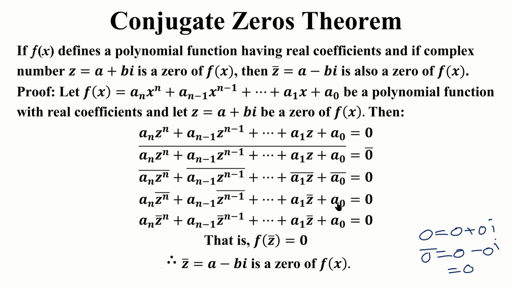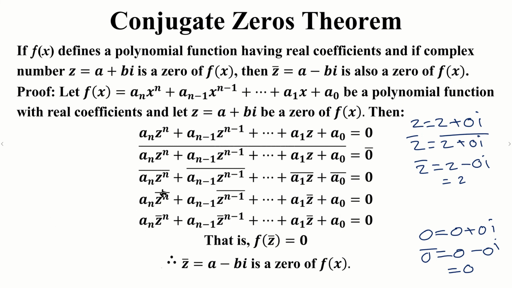Remember, if you have a constant like 2, that's like 2 plus 0i, right? So what is the conjugate of 2 going to be? Well, it's going to be the conjugate of 2 plus 0i, so the conjugate of 2 is going to be 2 minus 0i. But what is that? That's just 2, right? So that's true for any constant that you have. The conjugate of a constant is itself, right?